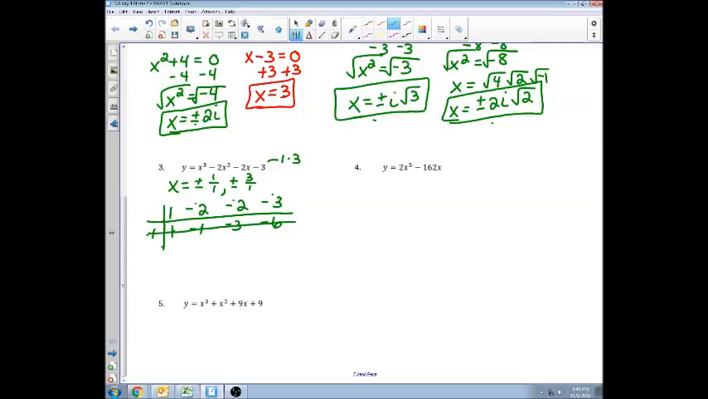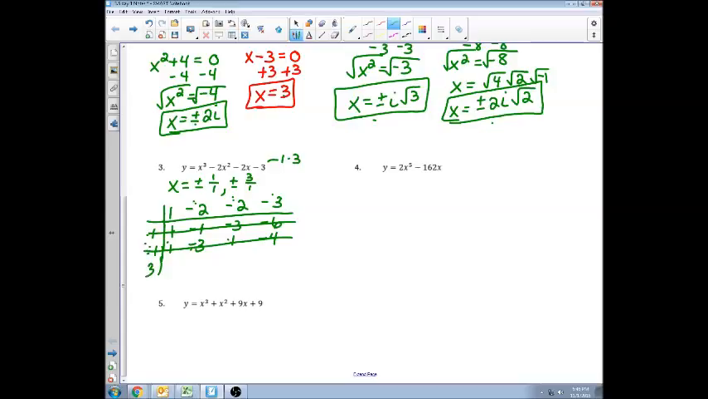Okay? The next number I want to use is negative 1. Drop the 1. 1 times negative 1 is negative 1. Negative 1 minus 2 would be negative 3. Negative 3 times negative 1 is positive 3. Positive 3 minus 2 would get me 1. 1 times negative 1 would be negative 1. Minus 3 would be negative 4. So again, this will not work.